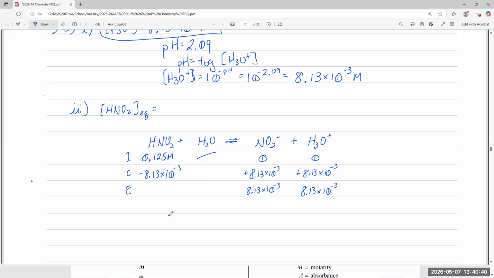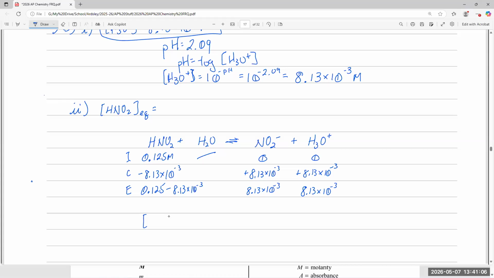All right. So that means that what's happening here is that the equilibrium concentration is 0.125 minus 8.13 times 10 to the minus 3, right? We good? So that's it. That's our equilibrium concentration, literally that. So now what we're going to do is just solve for it.